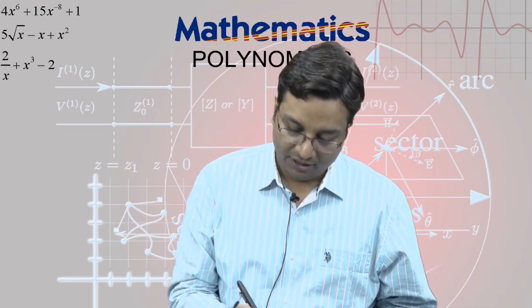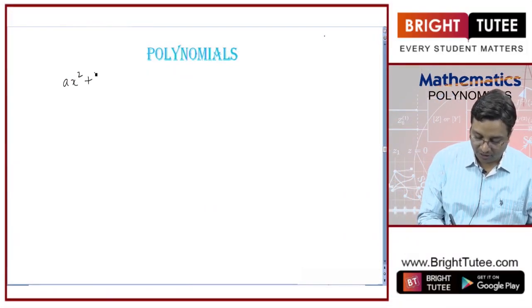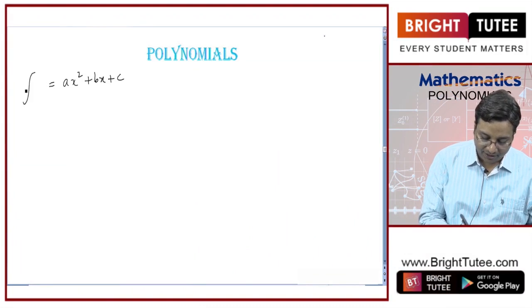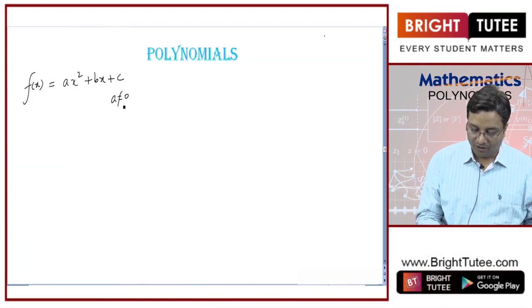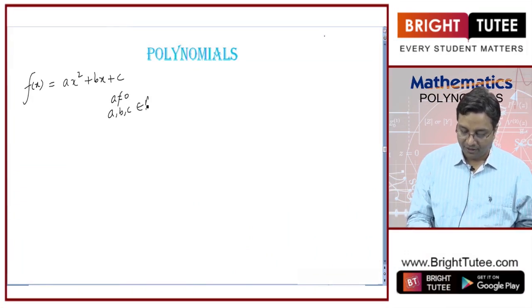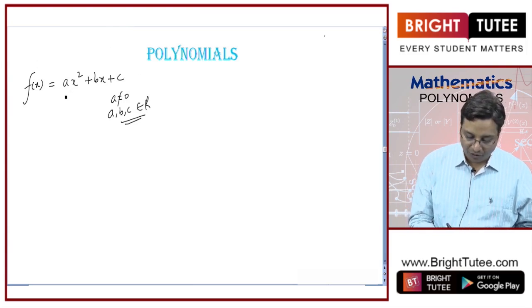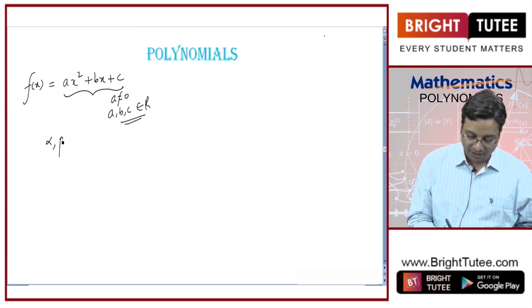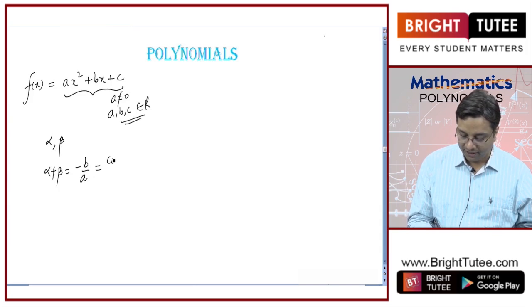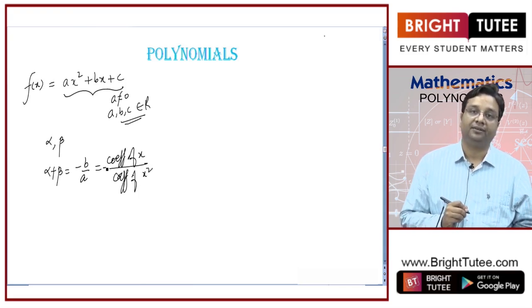What we discussed was, in case of quadratic polynomials ax square plus bx plus c, let us say this is the standard quadratic polynomial where a is not equal to 0, and a, b, c are real numbers, right? What was the relation between zeros and coefficients? Let's say zeros are alpha, beta here. So we saw that alpha plus beta was equal to minus b by a, or we can say coefficient of x divided by coefficient of x square with a negative sign, right?